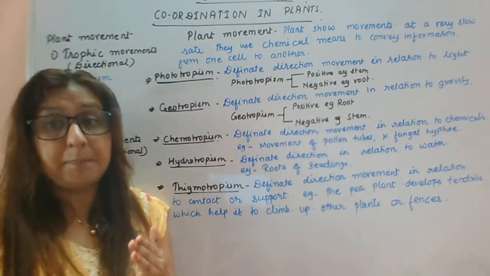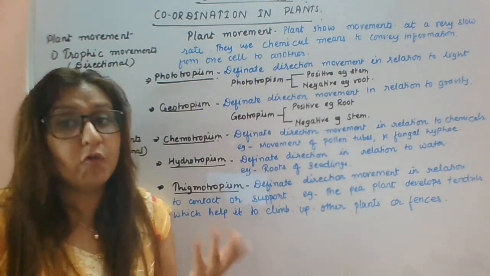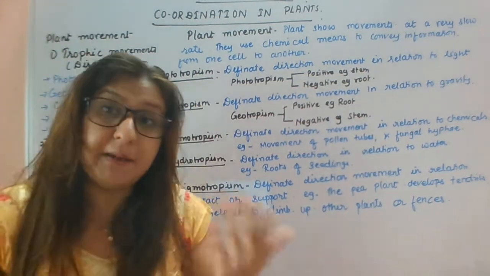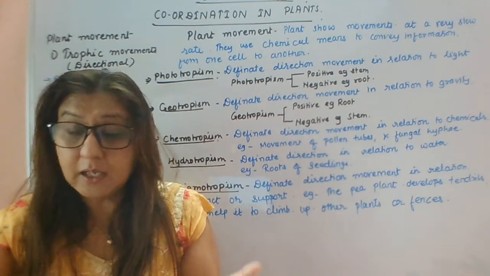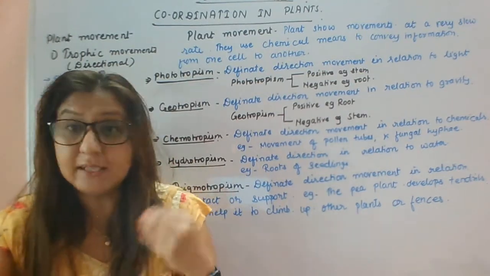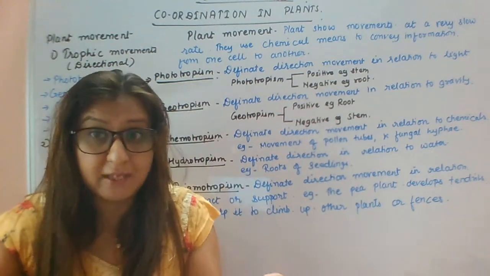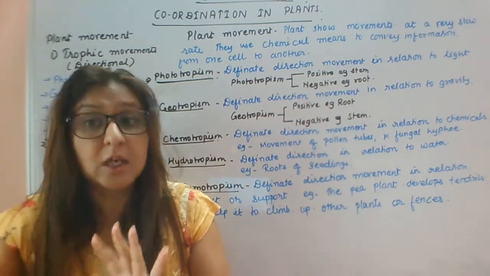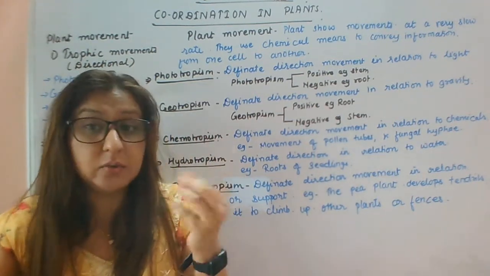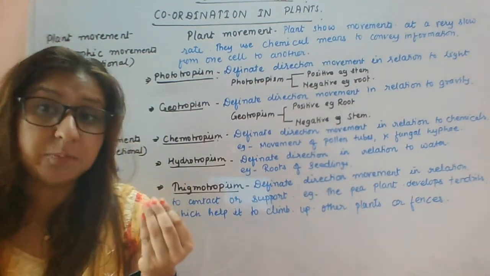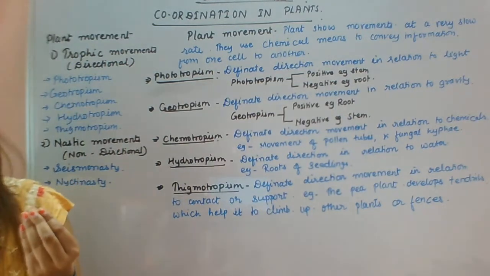First, the movement takes place independent of growth, and second, the movement takes place dependent on growth. First, I'm giving you the example of movements independent of growth. It means they are just showing a response to stimuli that is not dependent on growth, like the touch me not plant. The scientific name of the touch me not plant is Mimosa pudica.